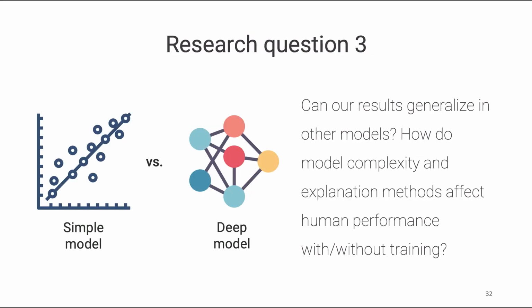In our final research question, we want to find out if results from experiment 1 and 2 can be generalized to other models, since explanations in experiment 1 and 2 are derived from a simple model. In this experiment, we compare human performance when exposed to explanations from different types of models, specifically BERT.